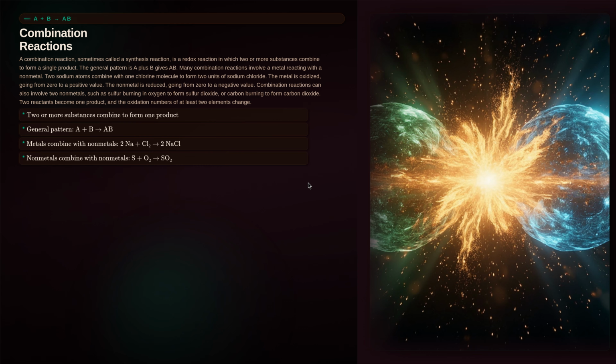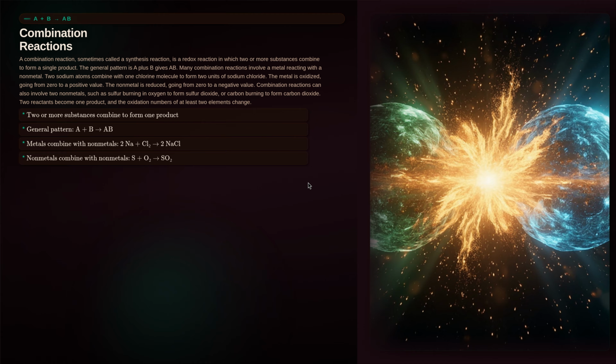The metal is oxidized because its oxidation number goes from 0 in the element to a positive value in the compound. The nonmetal is reduced because its oxidation number goes from 0 to a negative value. Combination reactions can also involve two nonmetals. For example, sulfur burns in oxygen to form sulfur dioxide. Carbon burns in oxygen to form carbon dioxide.